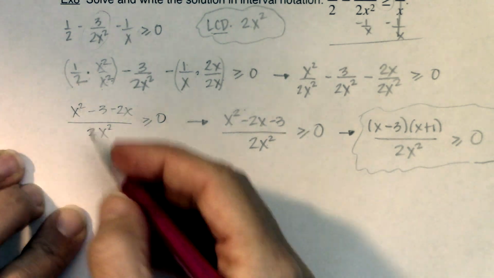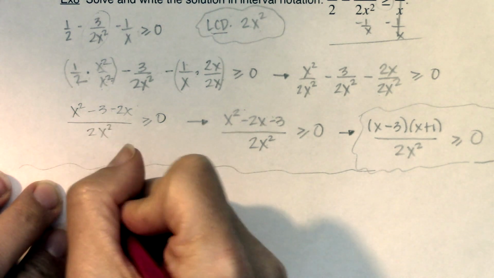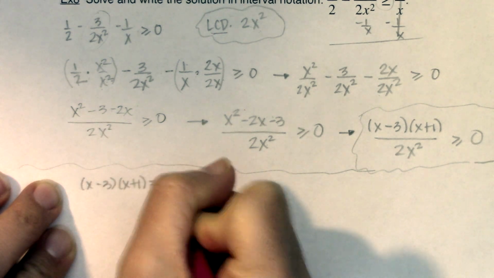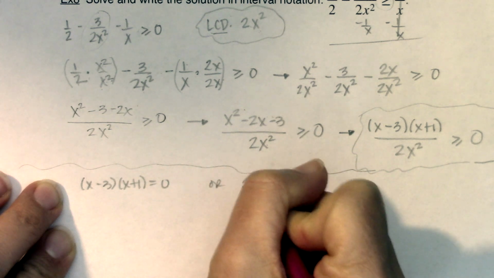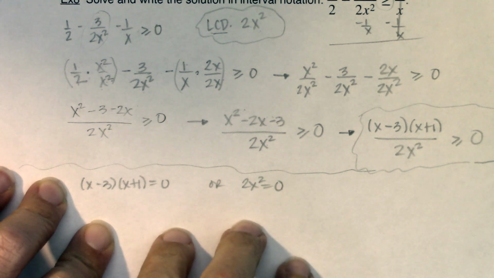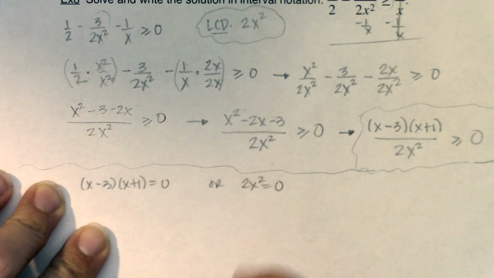So let me put a little separation here. All right, so I'm going to set the numerator, (x - 3)(x + 1), to 0, and then I'm also going to set the denominator to 0. These are going to help me find the interesting values of x that I want to put on my sign pattern.